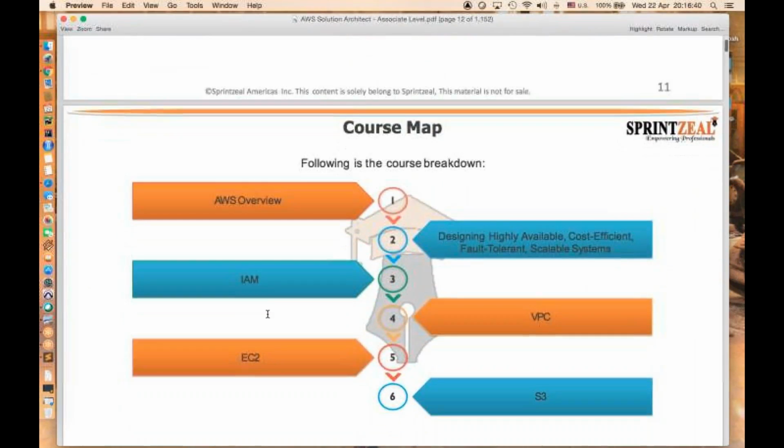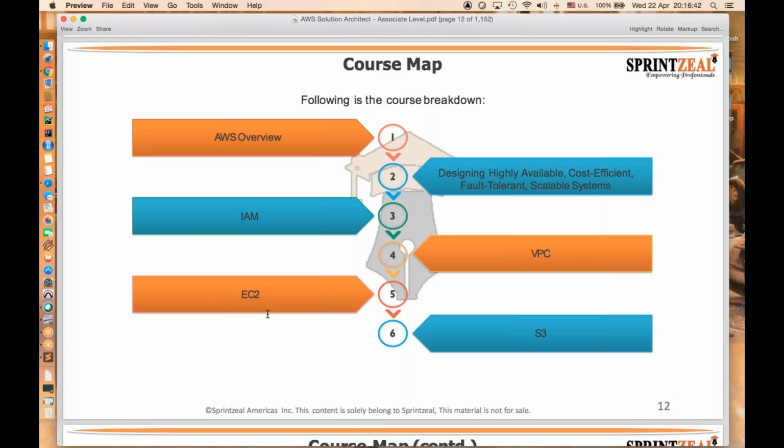So coming to the next slide, we wanted to see the different modules we have and how this particular course has been broken down into different modules or services based on AWS. First we'll talk about the AWS Overview. Next we'll talk about designing highly available, cost-efficient, fault-tolerant, and scalable systems. We'll discuss all these points in the upcoming slides, and that is the second section in this course.